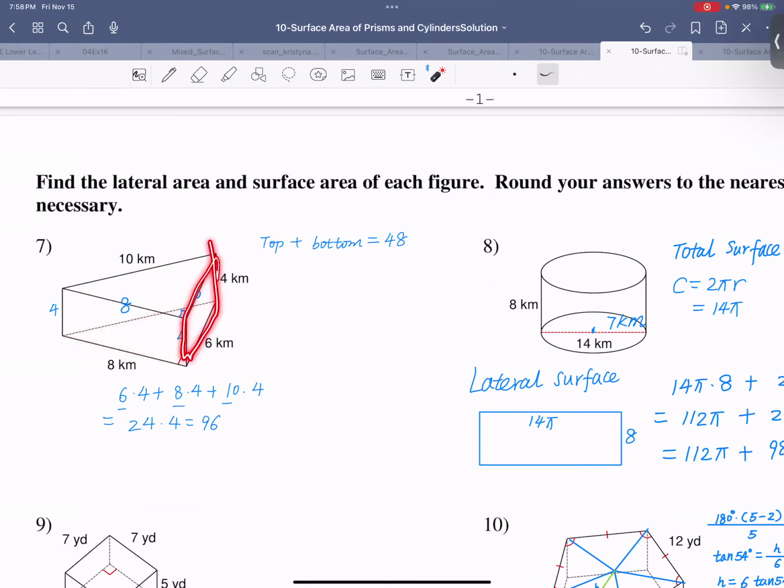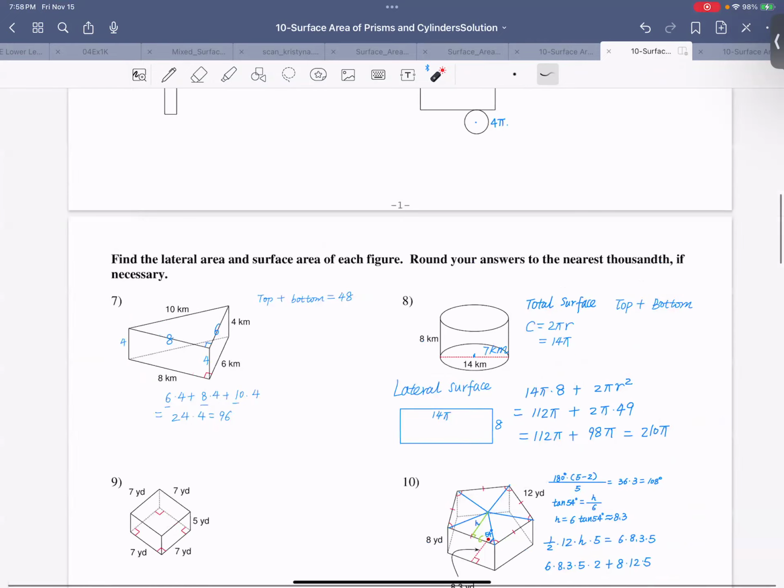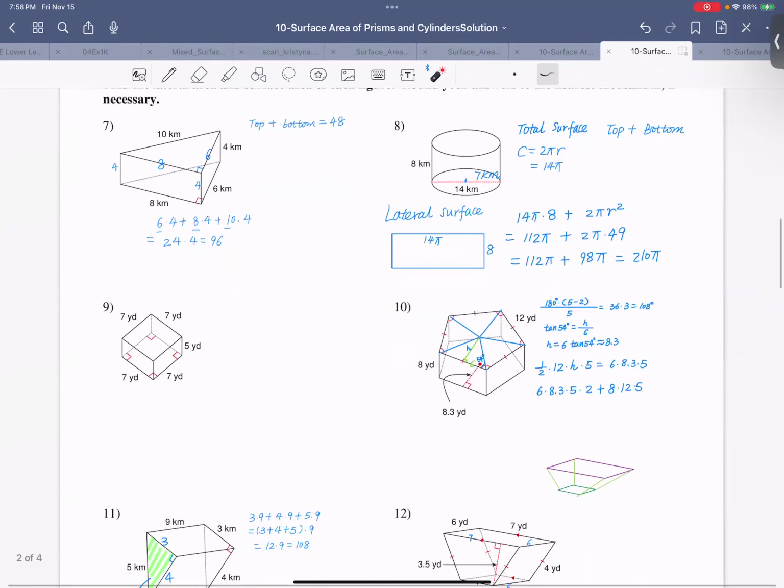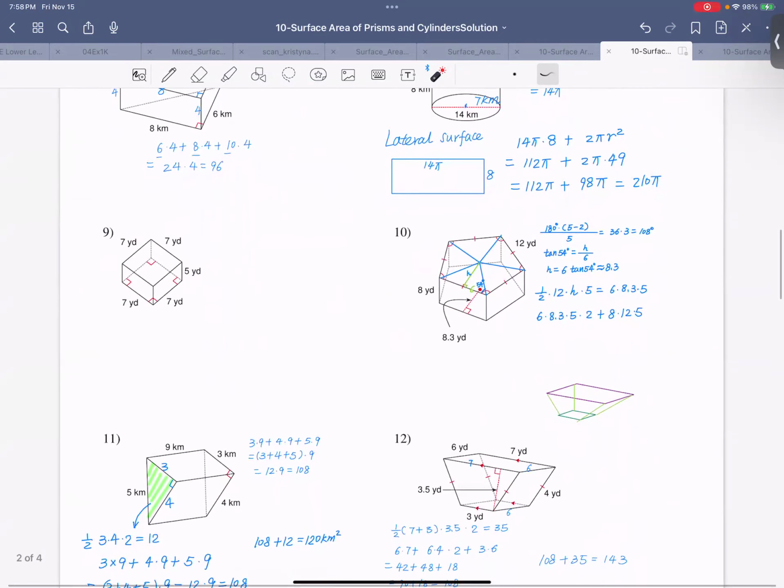on this right triangle, you do 4 by 6. On this right angle, you do 4 by 8. On this right angle, you do 4 by 10. And then you can calculate this guy plus this guy. Okay, so this is a prism. We learned this kind of prism, but we also have a pyramid.